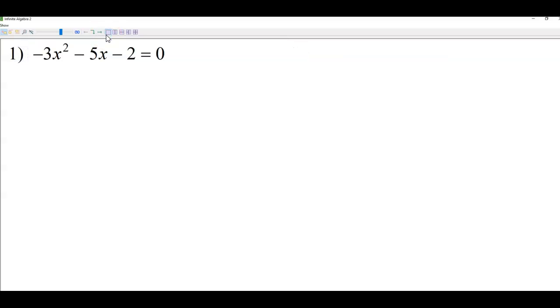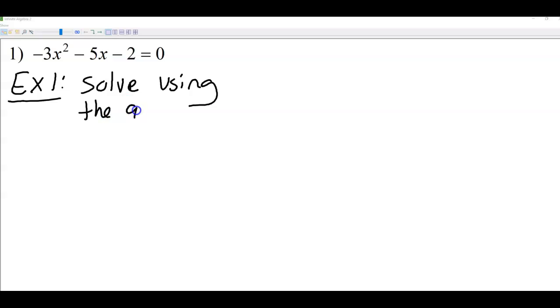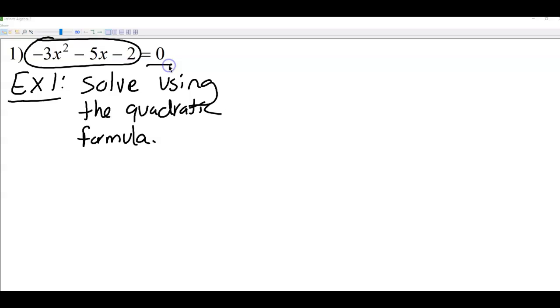All right, so go ahead and call this example 1, and we'll say solve using quadratic formula. Then go ahead and write down the problem. I'll wait for you. Okay, so two things have to be in place in order to use the quadratic formula. It has to be standard form, which it is, and it has to be equal to 0, which it is. So we're good for the quadratic formula.